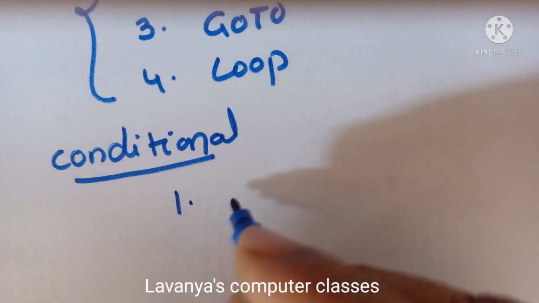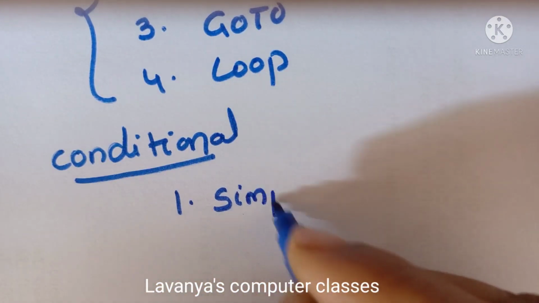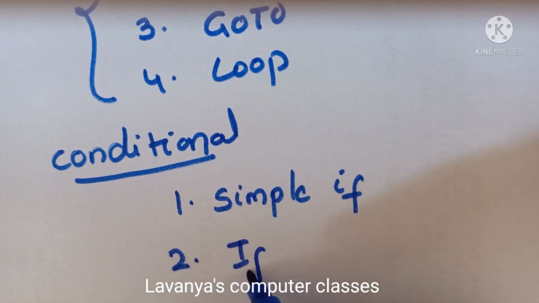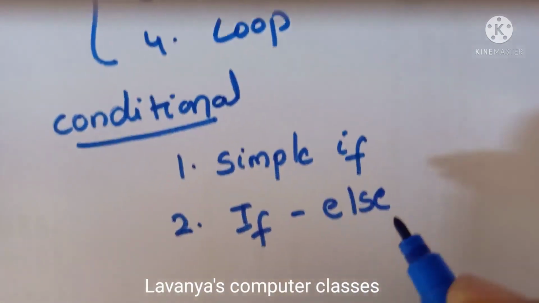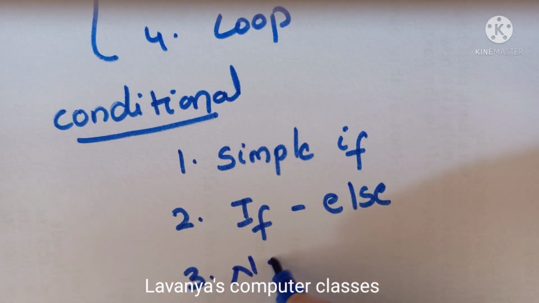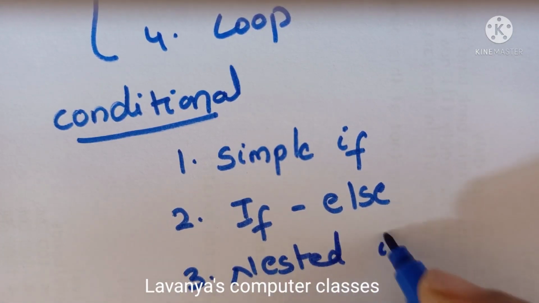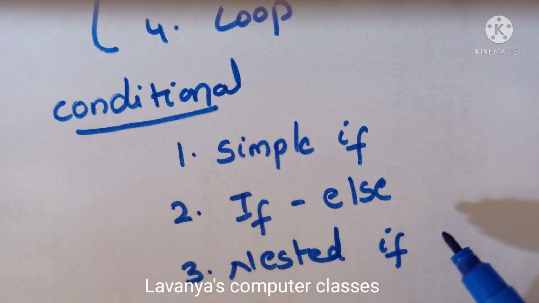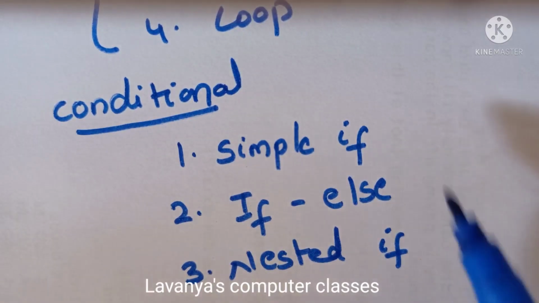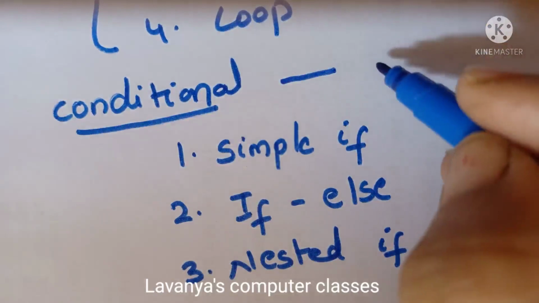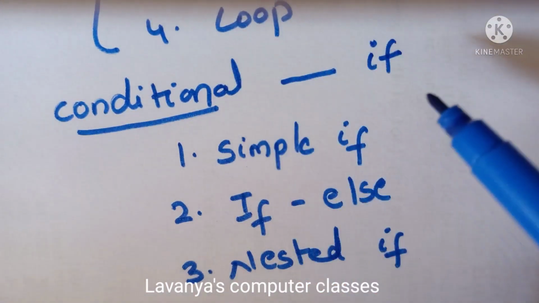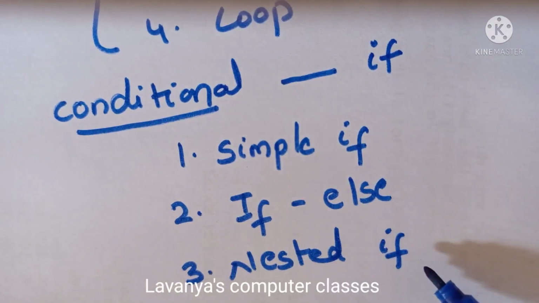In conditional statements, we have the simple if statement, the second one is the if else statement, and the third one is the nested if statement. These three are known as conditional statements. There is also the if else ladder, but we learn these three: simple if, if else, nested if. In Java programming, if is the command used for checking the condition.